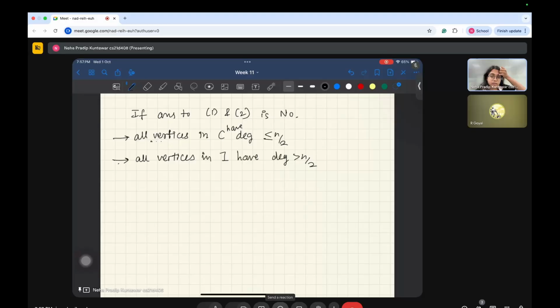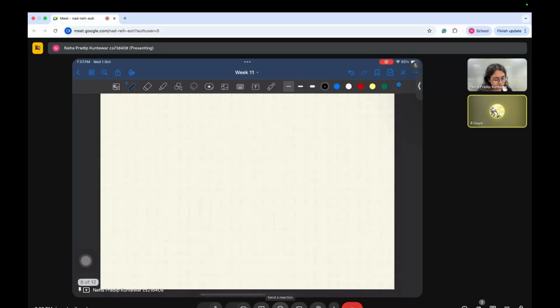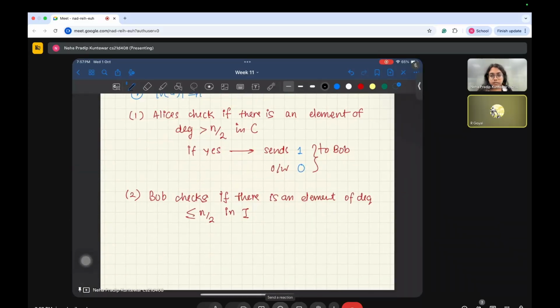Right? Well, this point is actually not clear. When you said that if the answer to 1 and 2 is no, the second condition is altogether different. Second condition says that it is for Bob. I thought that this is for Alice only. Okay. So Alice checks if there is an element of degree greater than n by 2, and Bob checks if there is an element of degree less than or equal to n by 2 in I. And if the answer of both is no, so degree is at most n by 2 in C, and Bob will also say no, but then what's the guarantee that both the elements are same?